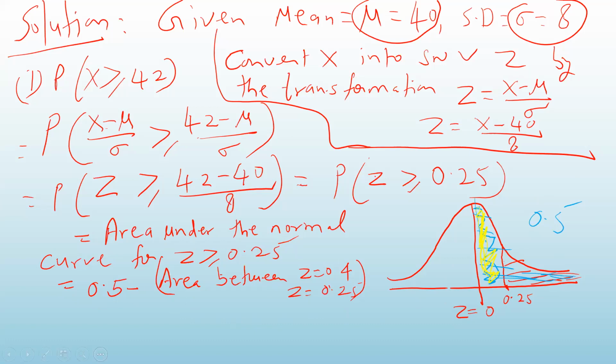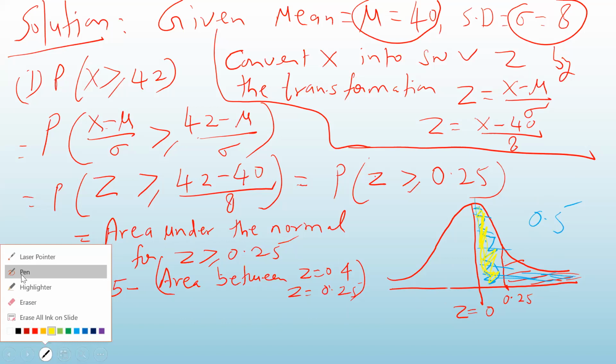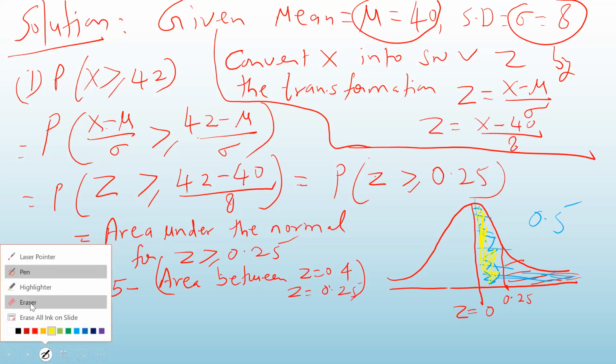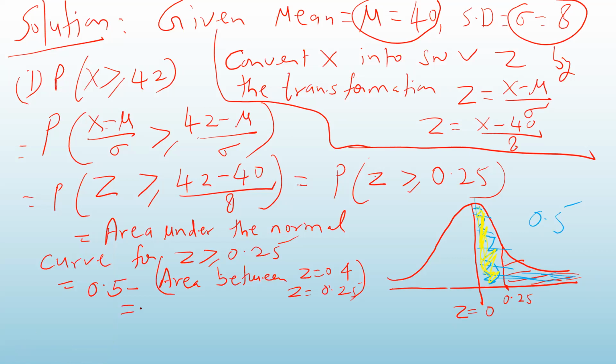Now this area between 0 and 0.25 will be given to you in the normal table. I'm telling you that this area will be already given to you in the exam. In the table, all the areas from 0 to any number are given to you. So it is 0.5 minus the area between 0 and 0.25. Let me just take the table and show you what that area is.